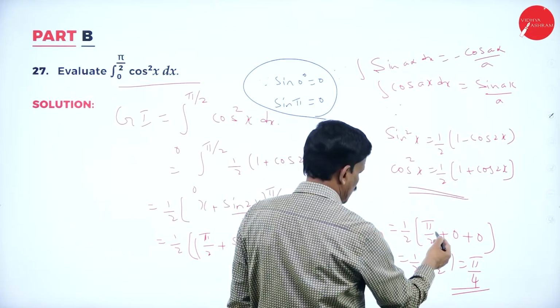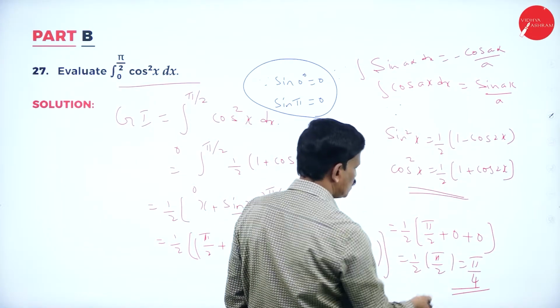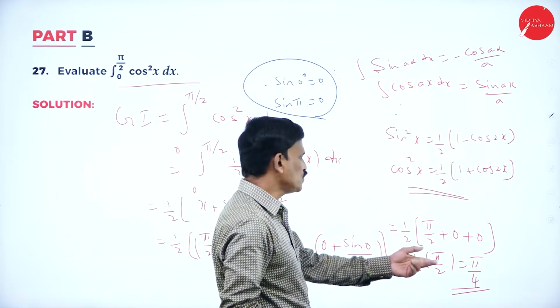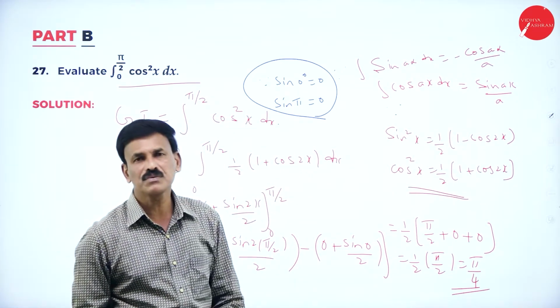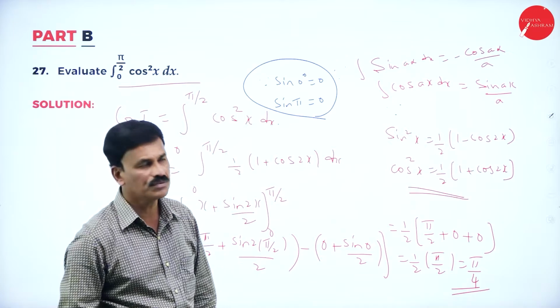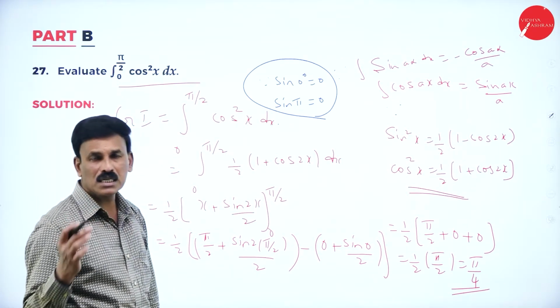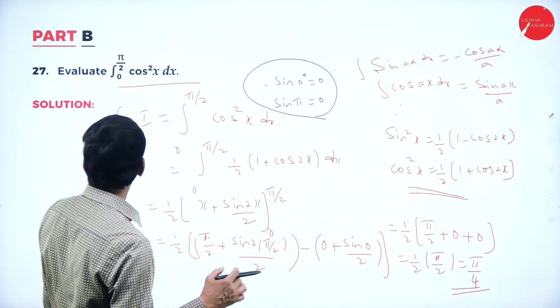Half into pi by 2 plus 0 minus 0 is nothing but pi by 2. Half into pi by 2 is equal to pi by 4. So the required answer is pi by 4. Right. Now let us come to the next problem.